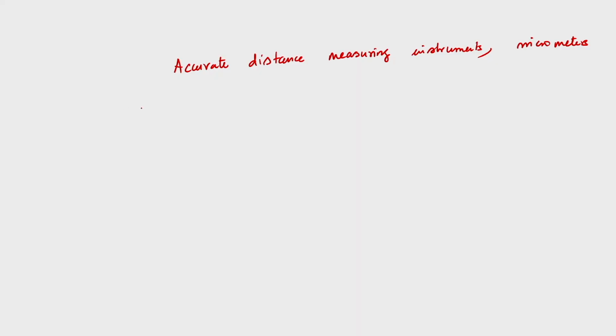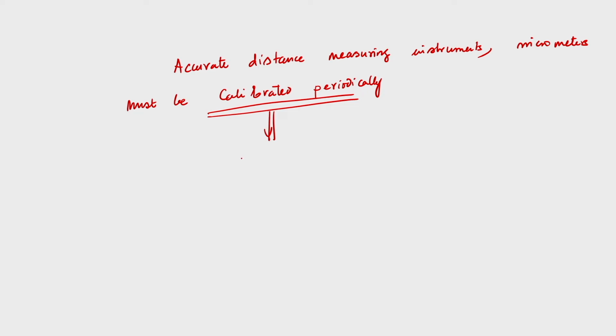Rather, I can write, must be calibrated periodically. Why do you need this periodic calibration? Because there will be a fixed error that changes with use, because we will be using this repeatedly and continuously.